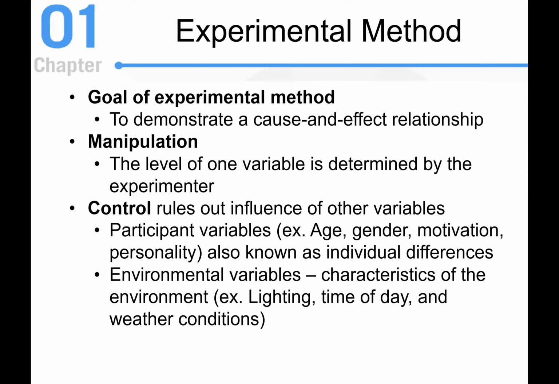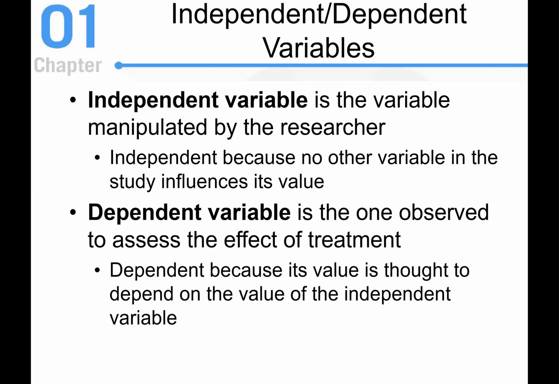It also helps us rule out the influence of environmental variables. So the characteristics of the environment, like the time of day, the weather conditions, if it's raining, if it's sunny, if it's snowing, things like that. And it's very important to have that control in experimental studies.